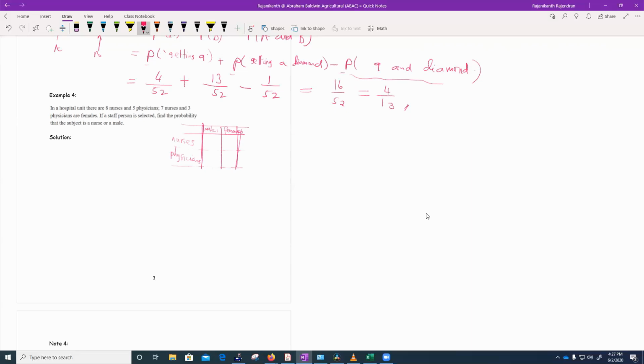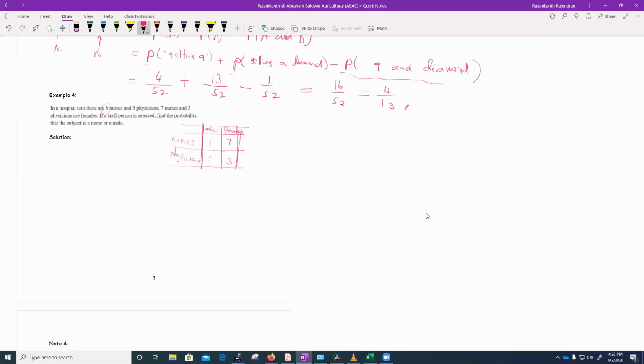So if you look carefully, there are 8 nurses and 5 physicians in total. 7 nurses and 3 physicians are female. So there are 7 female nurses and 3 female physicians. Out of 8 nurses, 7 are female, which means the remaining one should be a male nurse. And out of 5 physicians, 3 are female, therefore the remaining 2 are going to be male physicians. And if you make a table like this, it is always easy, right?